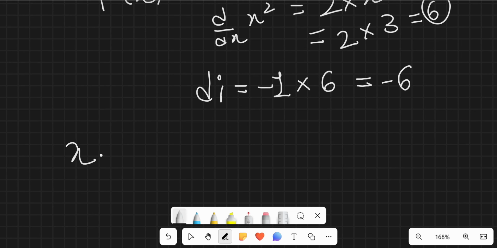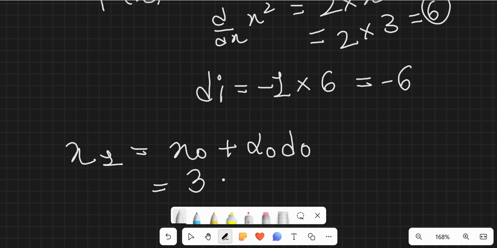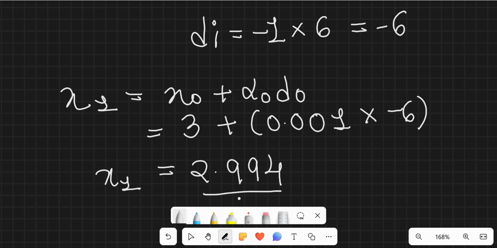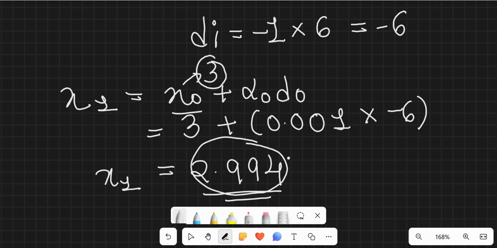Hence, my x1 will be x0 plus alpha 0 d0, so x0 was 3 plus 0.001 times minus 6. If you solve this, the answer will be 2.994. So my x1 is 2.994 and my x0 was 3. As you can see, we went from 3 to 2.994, which is less than 3. If we keep on doing this n number of times, we will reach the minimum point.